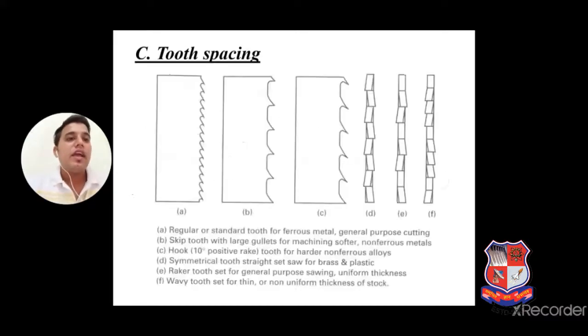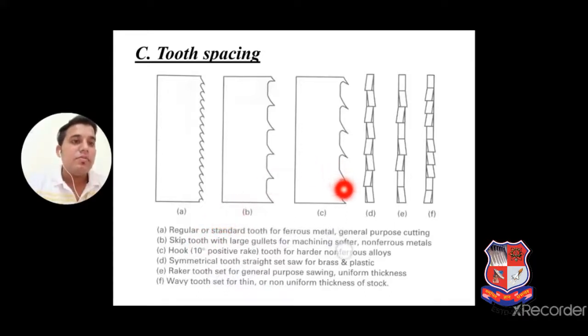Okay, so as you observe here, we have five different types of tooth spacings. In figure A, a regular or standard tooth, for ferrous metal, general purpose cutting. These are the common regular cutter spacings. In the second one, they provide spacing between the two teeth for proper gulleting. And C is the hook, with a 10 percent positive rake angle.